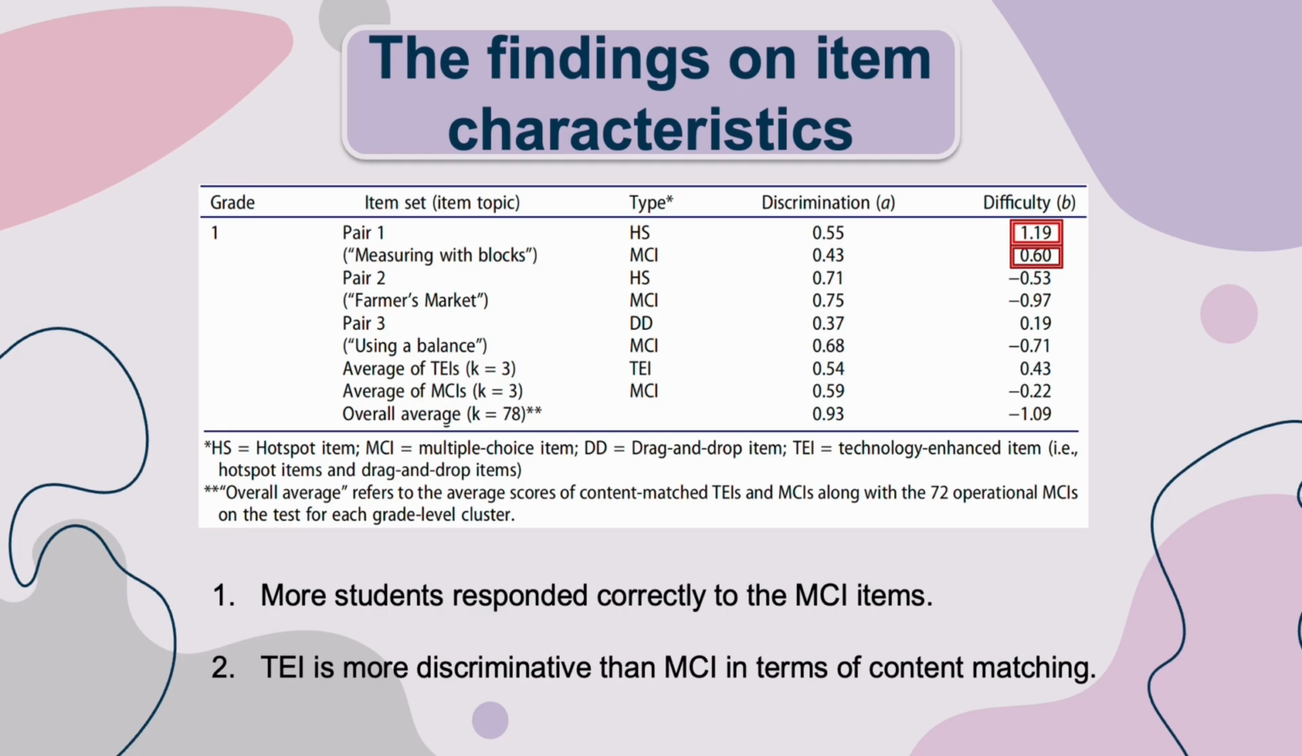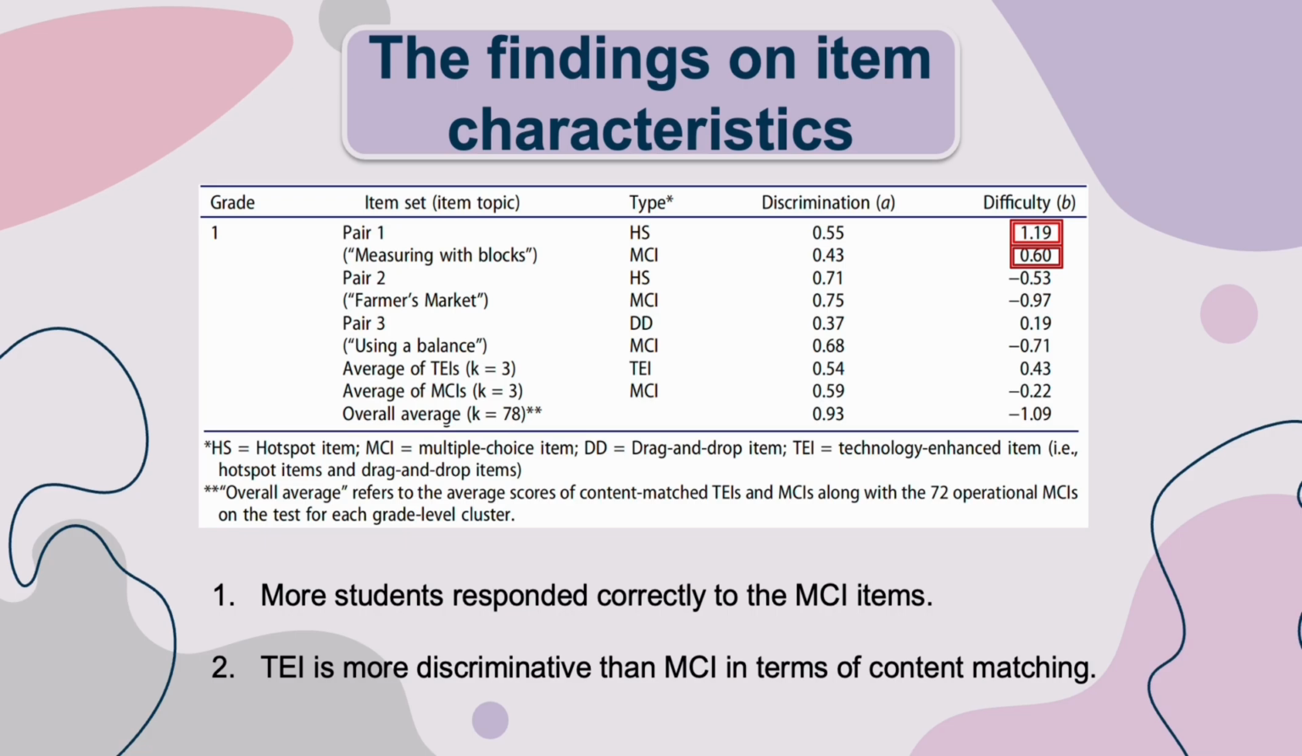There are 2 figures here, discrimination and item difficulty. Discrimination reflects the relative reliability of the item. The higher the figure, the more reliable it is, while the higher the figure of item difficulty, the more difficult the item is. I took part of the item characteristics about grade 1 and used this as an example to provide an explanation.